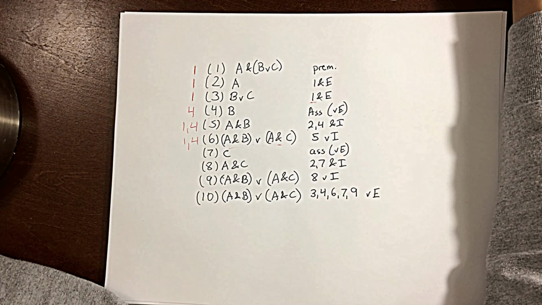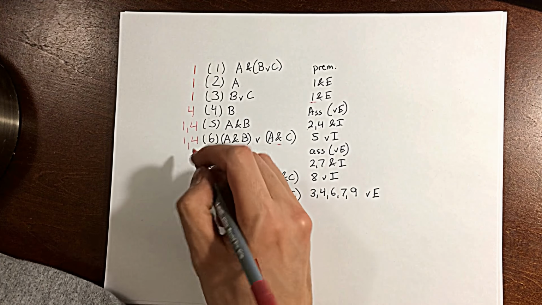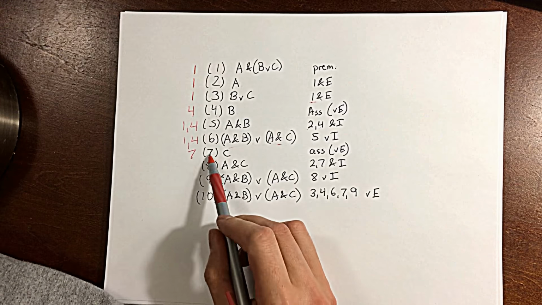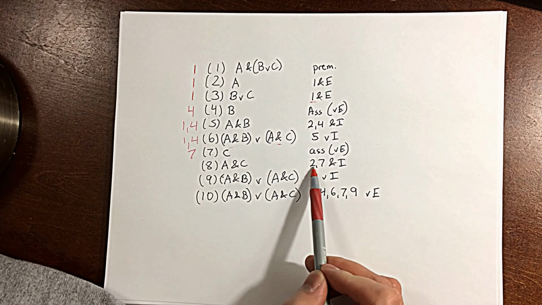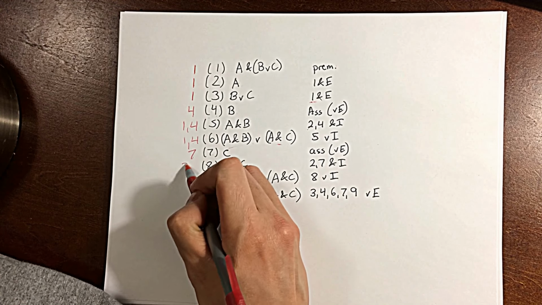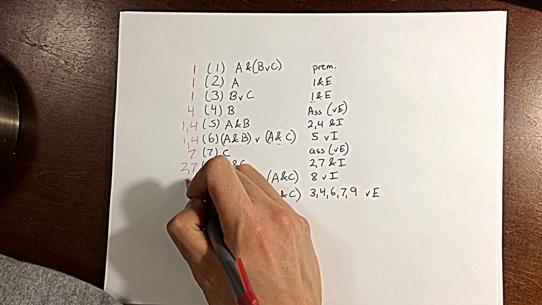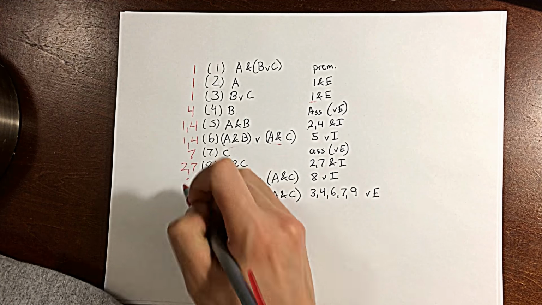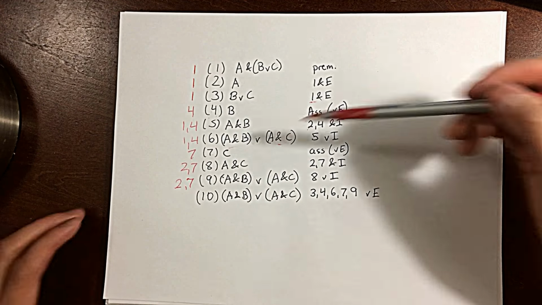Okay, so on line 7, we have another assumption, so that has to match its dependency number. On line 8, it's from 2 and 7, so it's 2 and 7. On 9, it's from 8, so that makes this not 8, but 2 and 7.